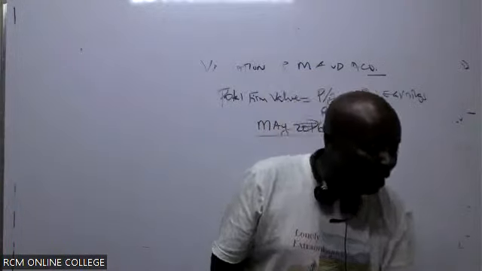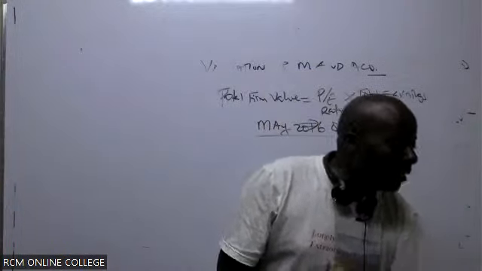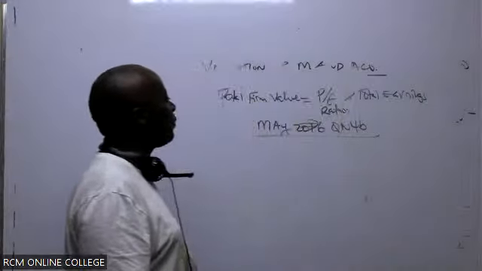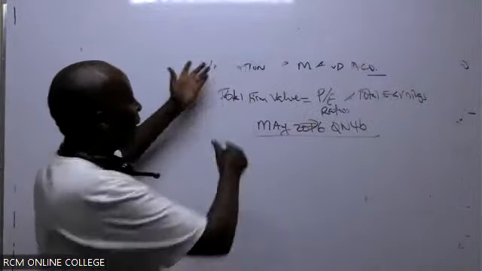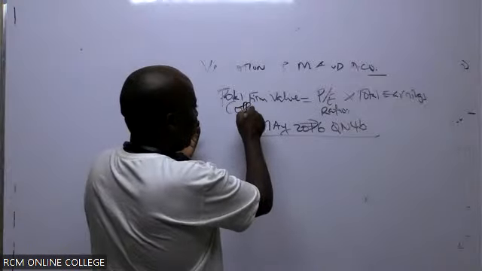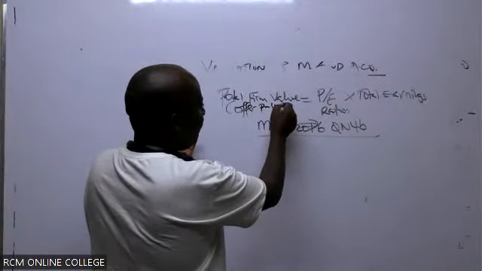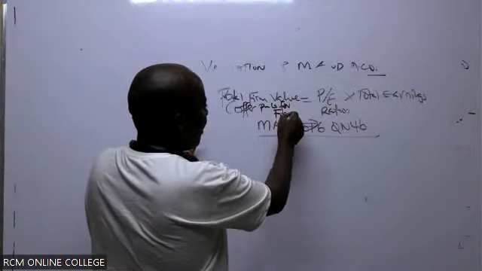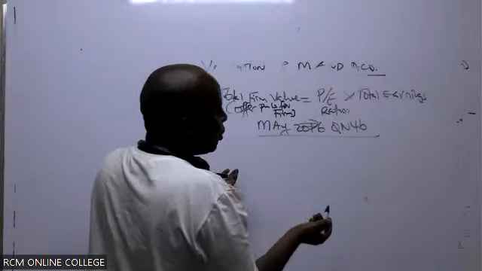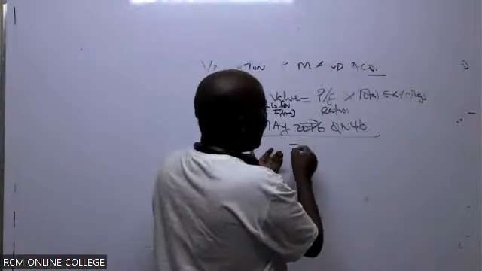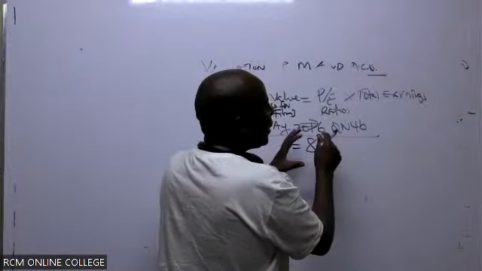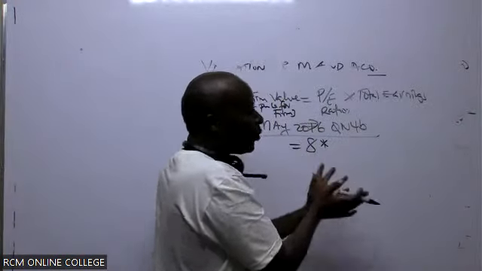And we have said here that anytime they want us to give them the total firm value, which is the same as the offer price for the firm being sold, take the PE ratio, which in this case is 8 times, the total earnings of that firm.